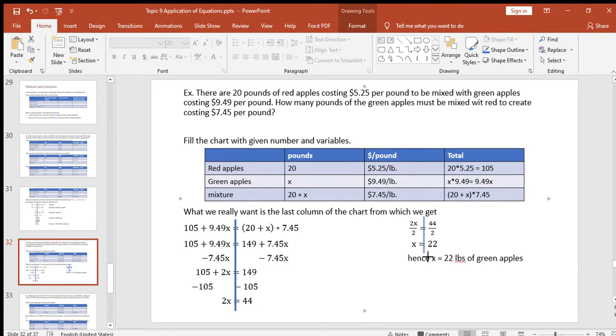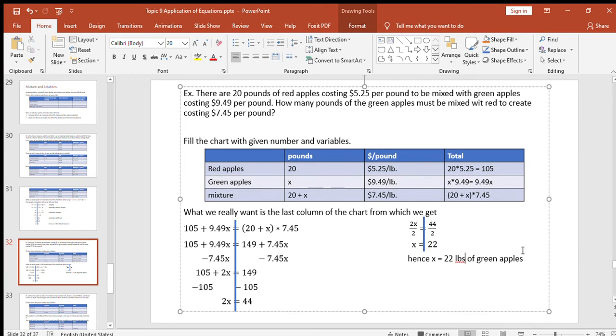And don't forget, it's a word problem, so indicate what kind of 22 it is. In this case, it's going to be 22 pounds of green apples. So you need 22 pounds, you need to mix it here to increase to 7.45. And it kind of makes sense, right?